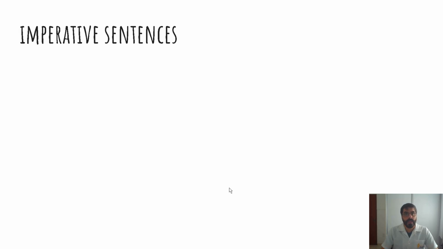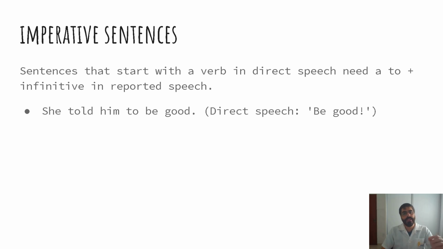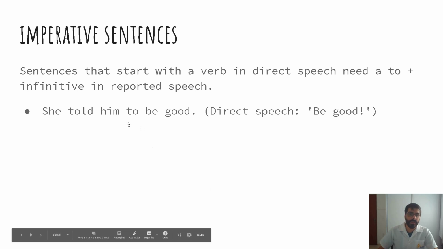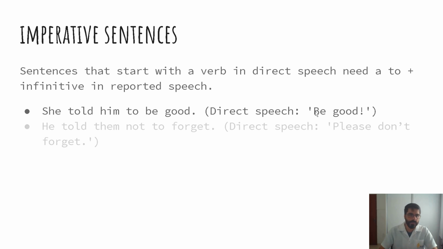When I have an imperative sentence, like an order, with a verb, you need to use the infinitive. So she told him to be good. As you can see, to be is the infinitive in the reported speech. The direct speech was just the mom saying, "Be good." He told them not to forget. The direct speech was, "Please don't forget." The negative, and here I have not to forget, right? Again, the infinitive.